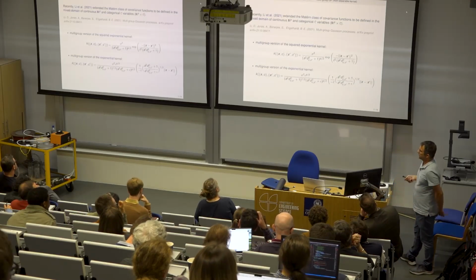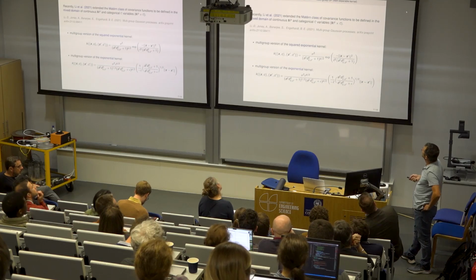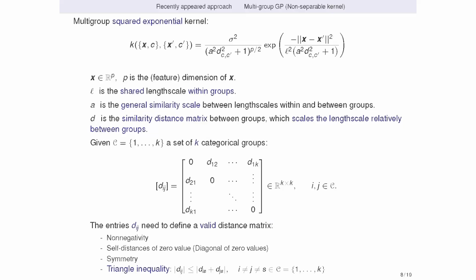However, in this work, we are especially interested in the multi-group covariance functions proposed by Lee et al., which extend the Matérn class of covariance functions to be defined in a non-separable mixed domain of continuous and categorical variables. We focus on the multi-group version of the squared exponential kernel. In this new kernel, we see that the main new parameters are the similarity distances between the groups, and that these similarity distances scale the length scale relatively between groups, and also the marginal variance.